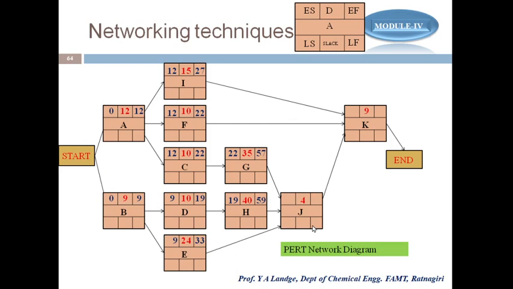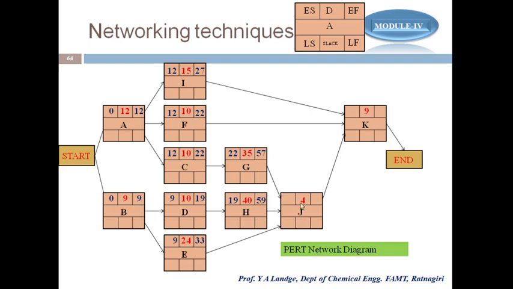In this case, it is important that we always take the maximum value, because J can start only and only when G, H and E are finished. It means E has to be finished, H has to be finished, G has to be finished. If I start at 33, the earliest finish for activity E, the predecessor for J, is it possible for me to start on the 33rd day?